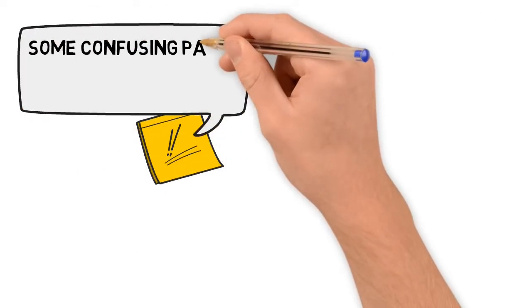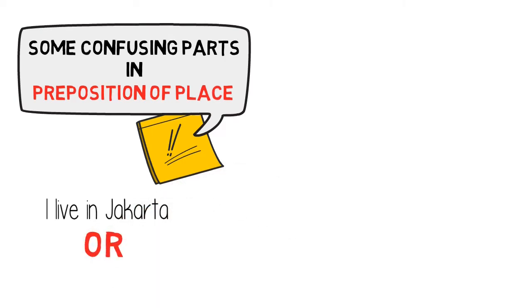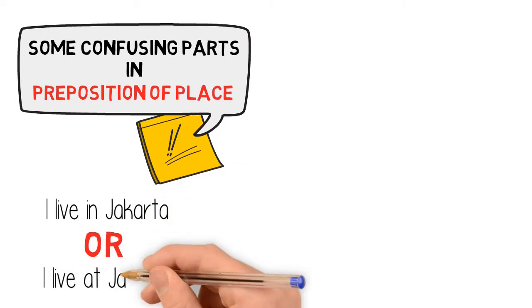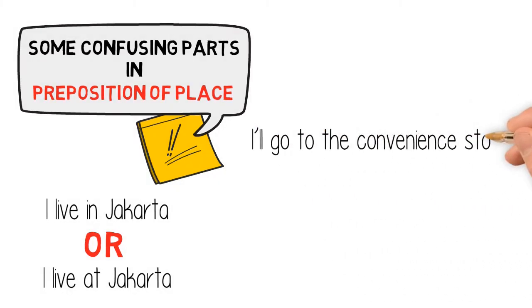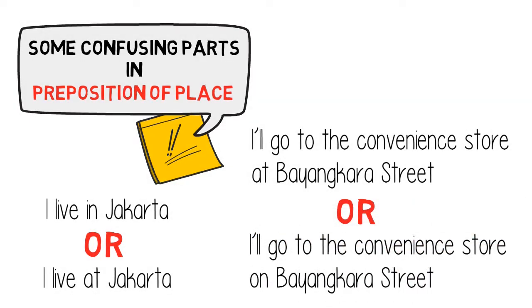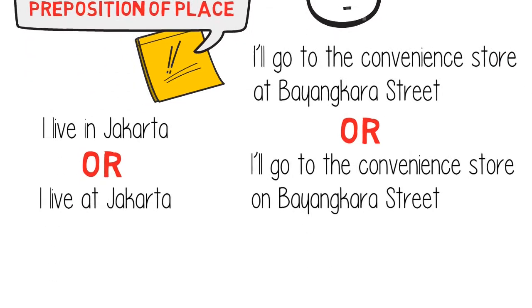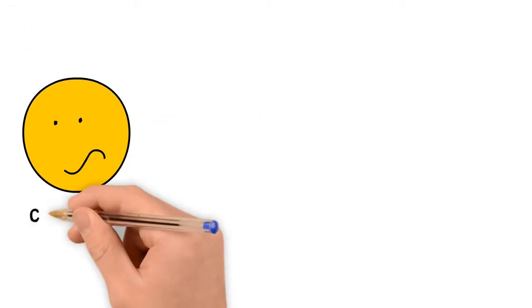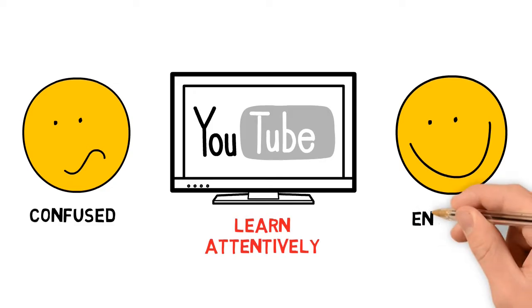But how about if you want to explain where you live? Do you say, I live in Jakarta? Or, I live at Jakarta? Take another example when you want to mention the place you want to go. Do you say, I'll go to the convenience store at Bayangkara Street? Or, I'll go to the convenience store on Bayangkara Street? If you think the use of preposition of place is a little bit confusing, watch this video thoroughly so that you can get some understanding of how to use preposition of place properly.